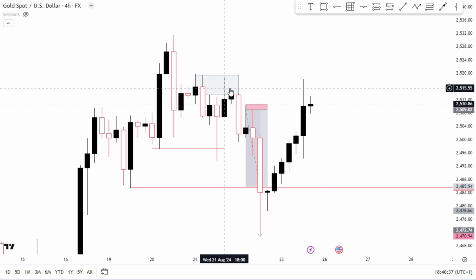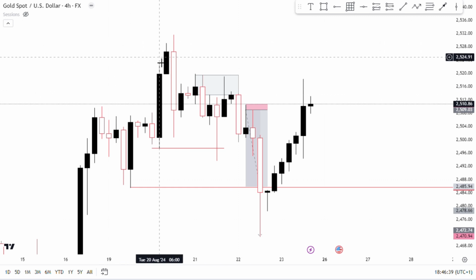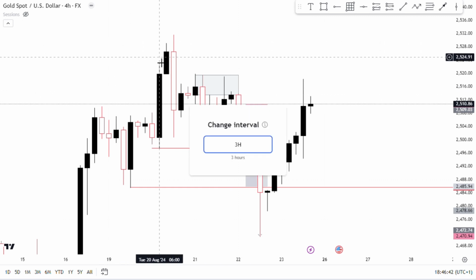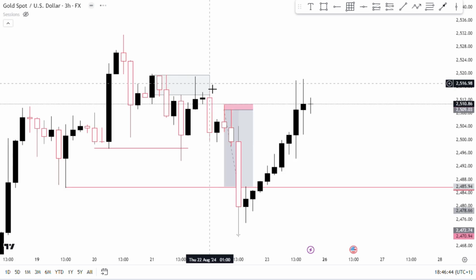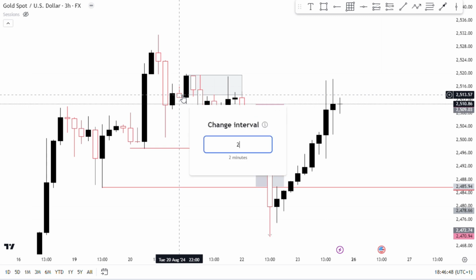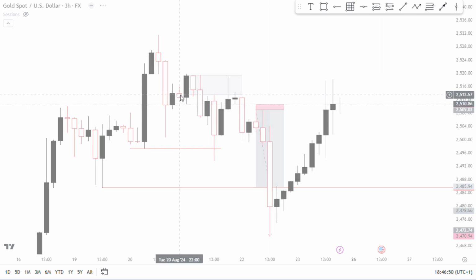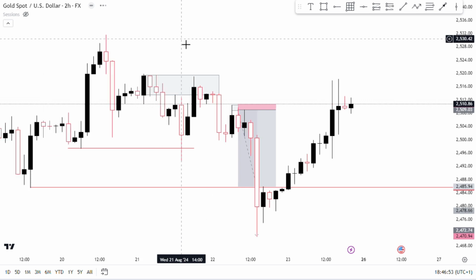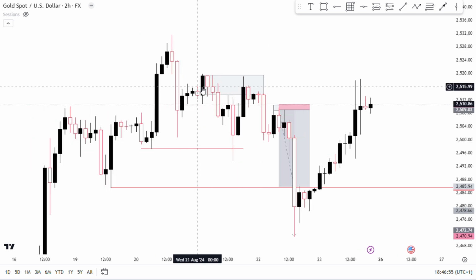So let me delete this. We're on 4-hour time frame. You go down to the next time frame, which is 3-hour time frame. On 3-hour time frame, it remains the same thing. Then we check on 2-hour time frame. On 2-hour time frame also, the order block remains the same thing.